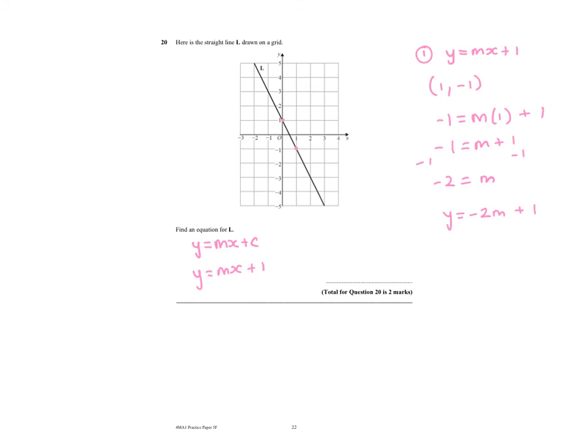The other way I could do this is by drawing a triangle. For every one along, I'd actually go down, because if I go one along, I go down 2, so my gradient is minus 2. So y equals minus 2x plus 1. Just realised I made a mistake here, sorry, this should be an x.